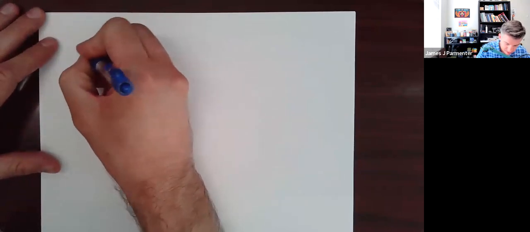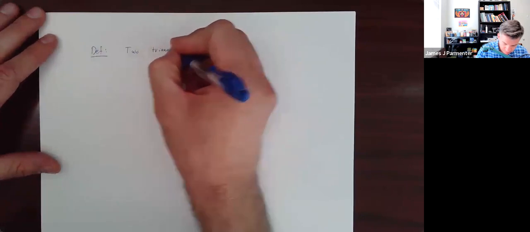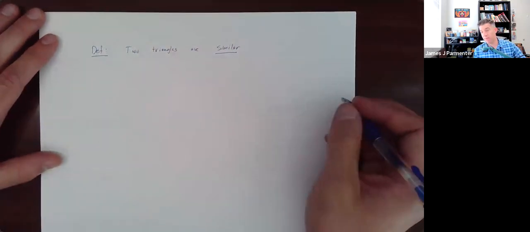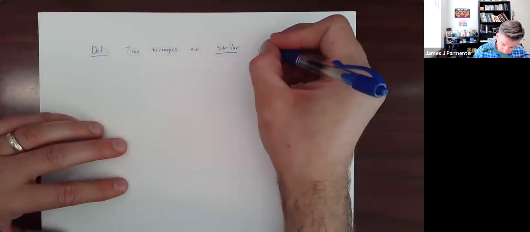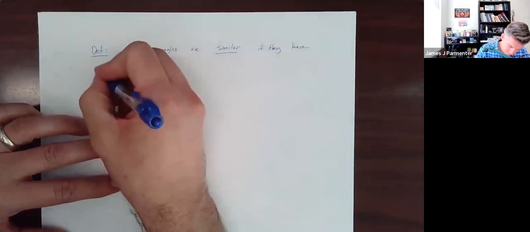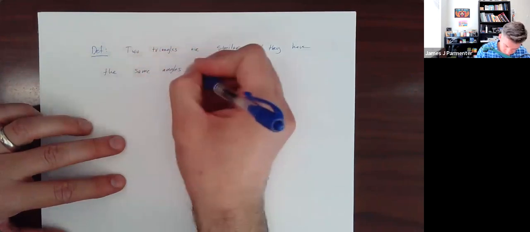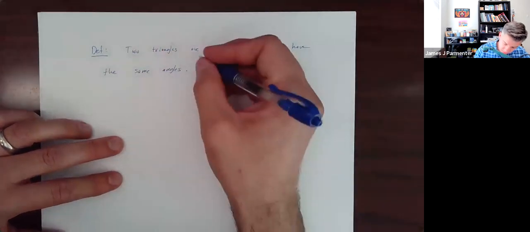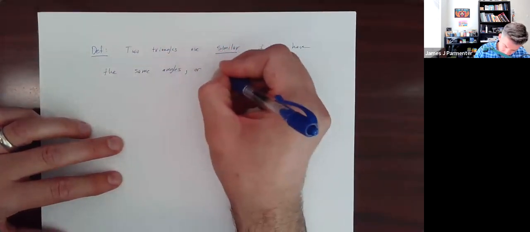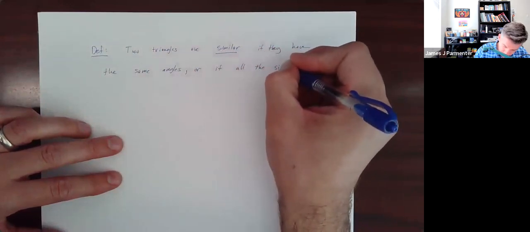Definition. Two triangles are similar. There's actually two different ways you can think of it. They're similar if they have all the same angles. Alternatively, you can say that two triangles are similar if, I guess I put an or here, or if all the sides are in proportion to each other.